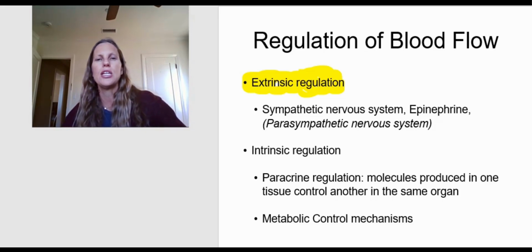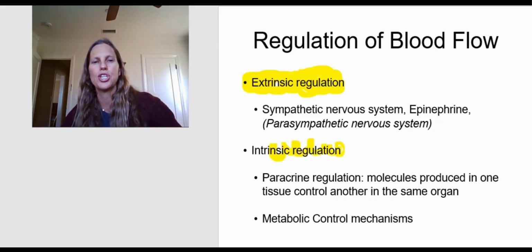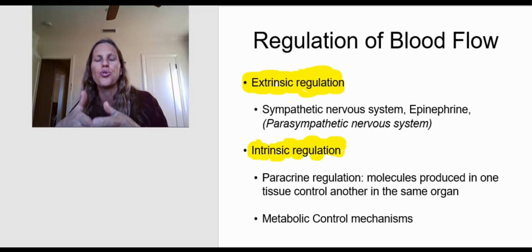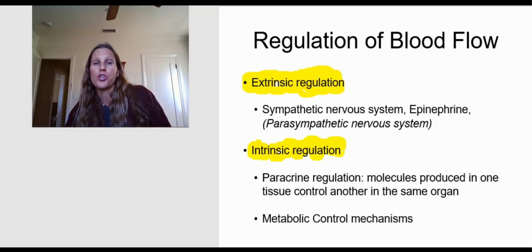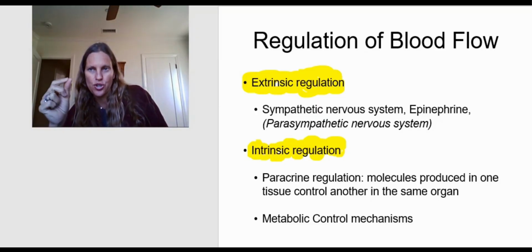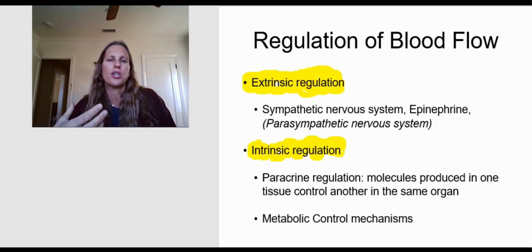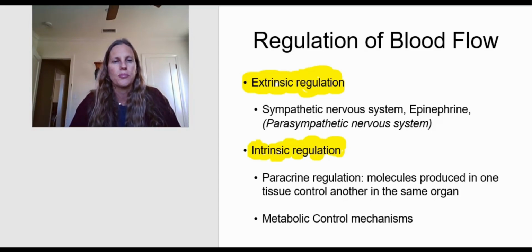And the other option is intrinsic. Intrinsic regulation is more driven by the actual need of the tissue. It's a little bit more local, I guess would be a good way to put it. With intrinsic regulation, we can use local communicating molecules, where molecules that are produced in one tissue are controlling another tissue in that same organ. So it's short distance control. And then we have some metabolic control mechanisms as well. I'm going to walk you through these in a little bit of detail.